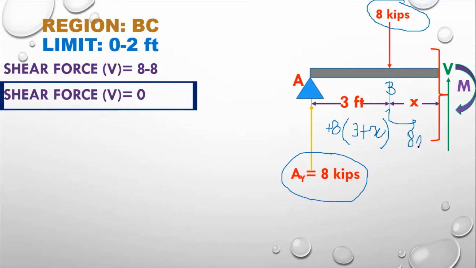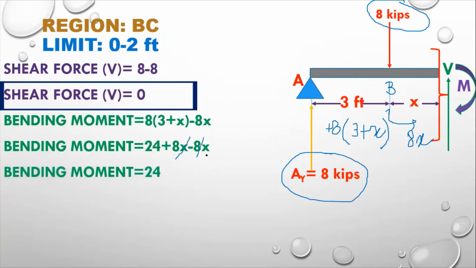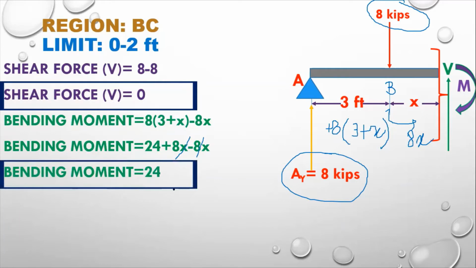So how can we make the equation for the bending moment? You can see bending moment equals to 8 into 3 plus x minus 8x. So 24 plus 8x minus 8x, so it will cancel out. So the answer for the bending moment is equal to 24. So both are constant values. So when we put the values of 0 and 3 in the shear force and bending moment equations, we will get the same answers.